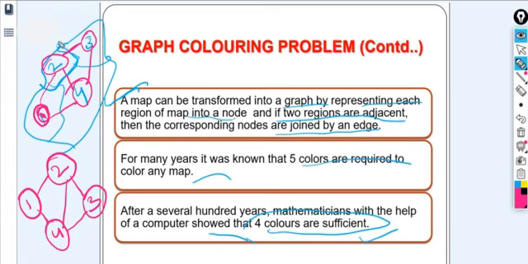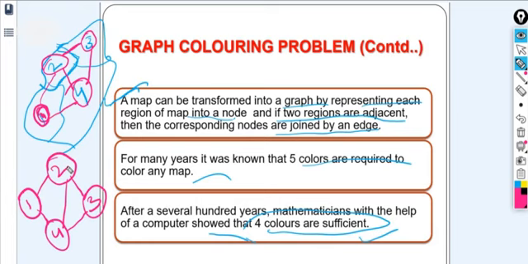Now this is a graph, like how regions are there in a map. We have to take all these regions as nodes, and connect all the adjacent regions with edges, and it will form a graph. Now we can solve it with the help of the graph coloring problem.